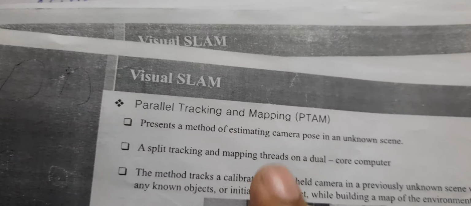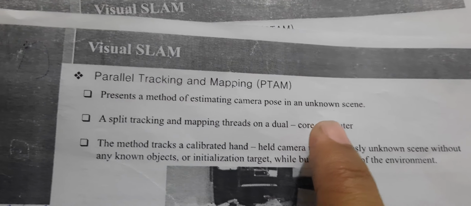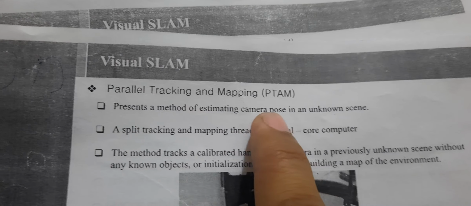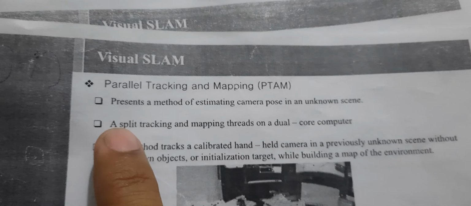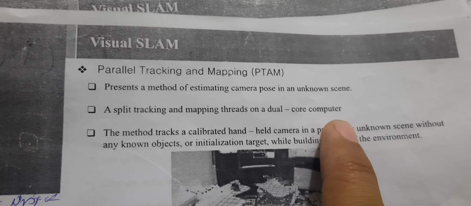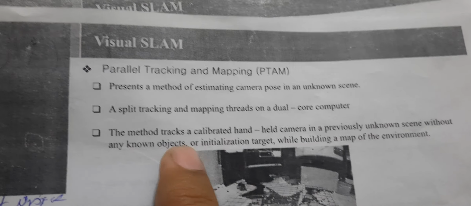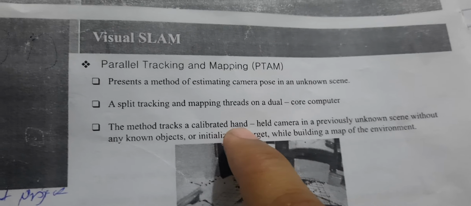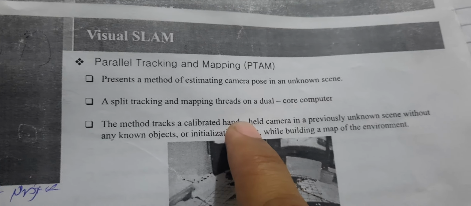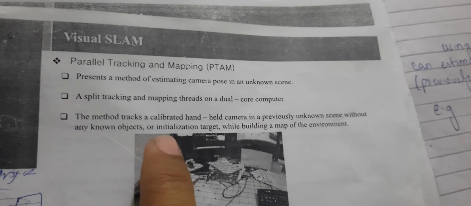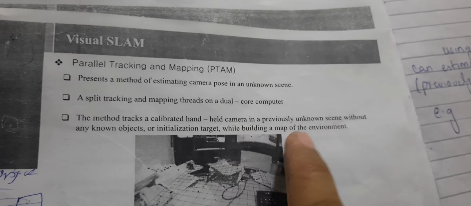PTAM presents a method of estimating camera pose in an unknown location. It splits tracking and mapping into threads on a dual core computer, as I discussed at the start of the video. The method tracks a calibrated hand-held camera, or the robot, obviously, if it is present on the robot, in a previously unknown scene without any known object or initialization target while building the map.